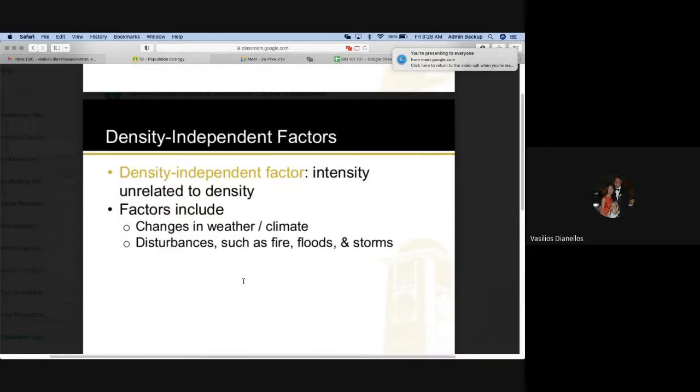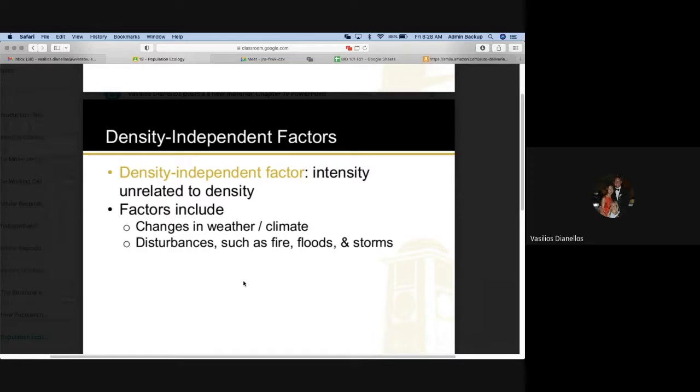Density independent factors. So we're still talking about limiting factors. These are still things that are going to lower the population growth rate by either increasing death rate or decreasing birth rate. But in this case, the intensity of which is unrelated to the density, right? So it doesn't matter if you have 100 squirrels on our campus, or if you have 1,000 squirrels on our campus, or if you have one squirrel on our campus.